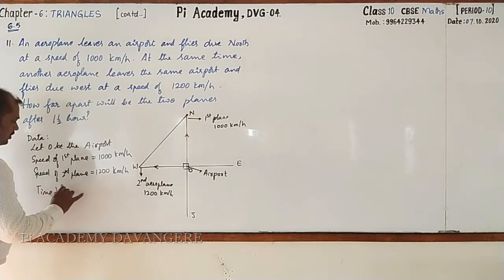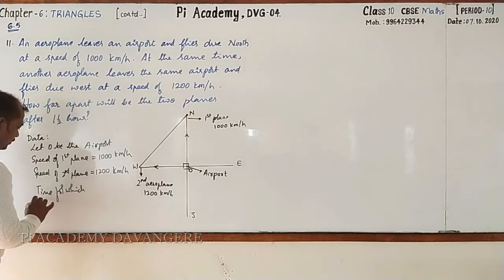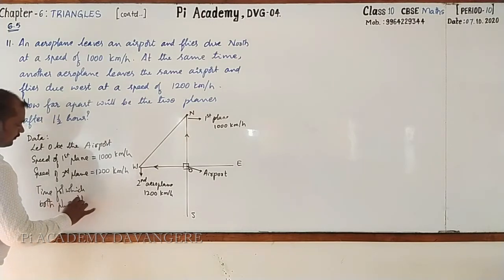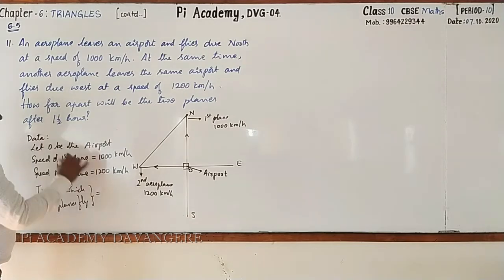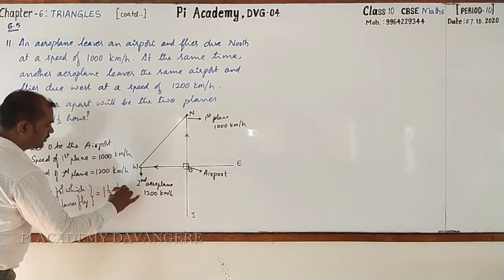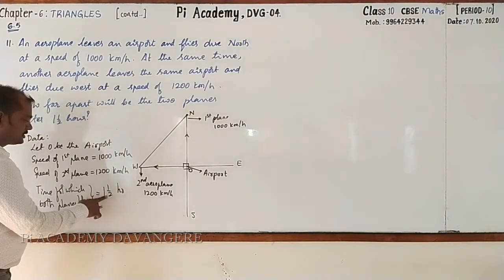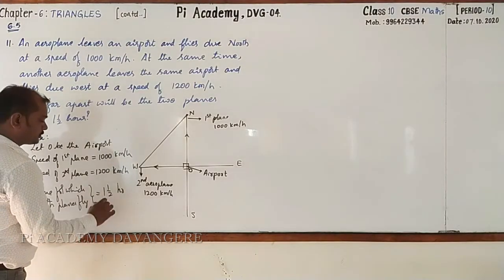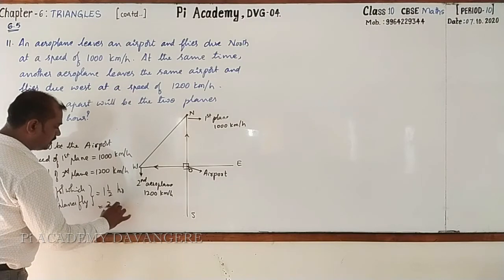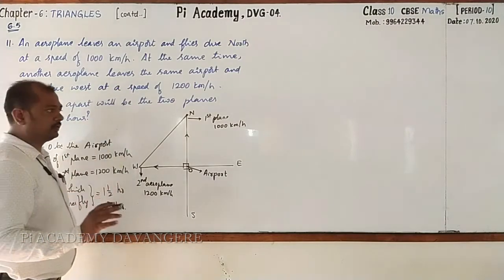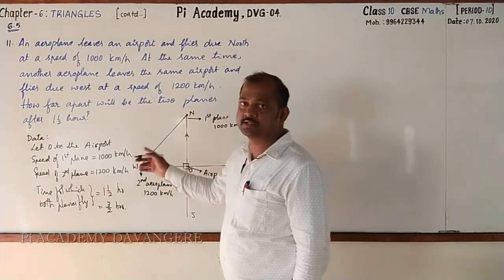Time for which both planes fly. How long? 1.5 hours. It is a mixed fraction. You can convert this into improper. 2 ones are 2, 2 plus 1, 3. It is 3 by 2 hours. Followed? And you are going to find out the distance between the two planes.